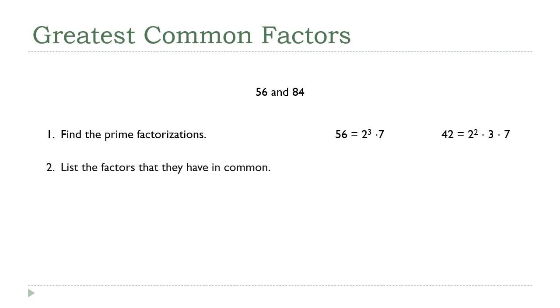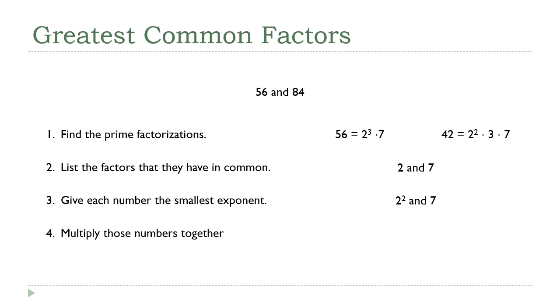Step number 2, I'm going to list the factors that they have in common. They both have a 2 and they both have a 7, but they don't both have a 3, so that doesn't make the list. Step 3, I'm going to give each number the smallest exponent. It's the same with the 7s. It's an implicit 1, or it doesn't have one if you like to think of it that way. With the 2s, there's a 3 and a 2. The smallest one is the 2, so that's what I'm going to use. 2 squared and 7. And that's all I need.